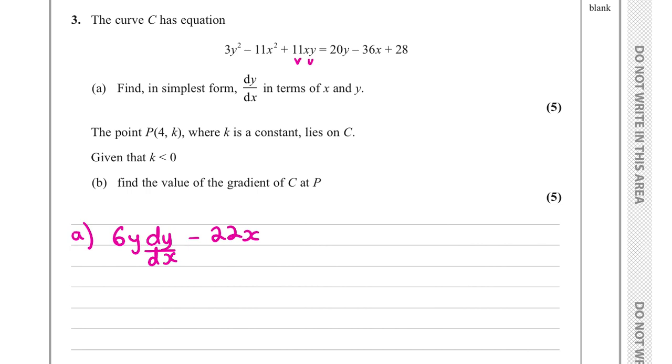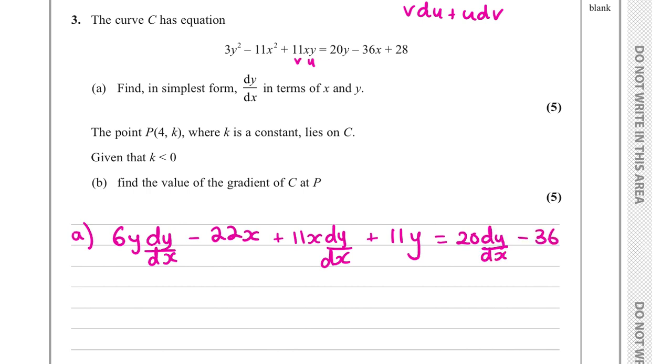Here we're going to have a product rule. So v du plus u dv. So we're going to have plus 11x dy by dx, because that's the differential of y, plus u, which is y, times the derivative of 11x, which is 11y. Then we have equals 20 dy by dx minus 36x plus 28. Nope, that's wrong.